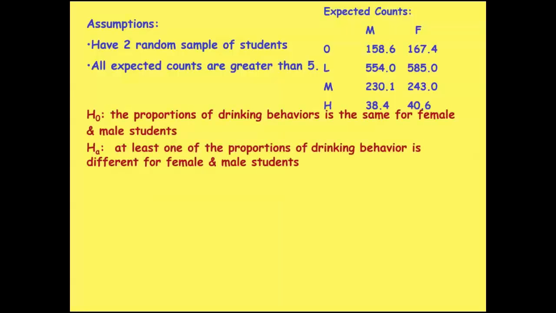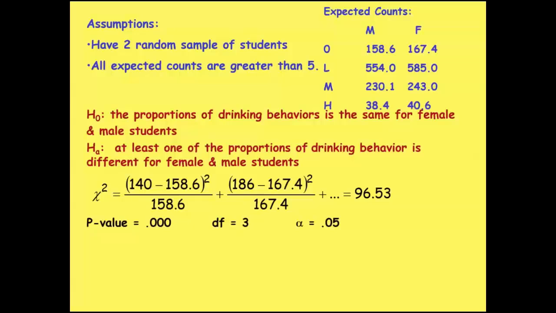Then we need our null and alternative. So the null would be the proportion of drinking behaviors is the same for female and male students, and the alternative is that at least one proportion of the drinking behavior is different for female and male. And then we'll set up our chi-square and then summarize what we got for a p-value. And so that 0.000 e to the negative 21, that's about as close to 0 as you can ever get.